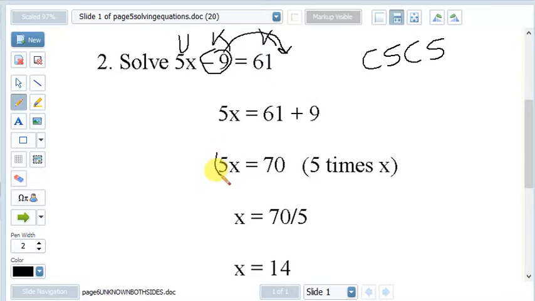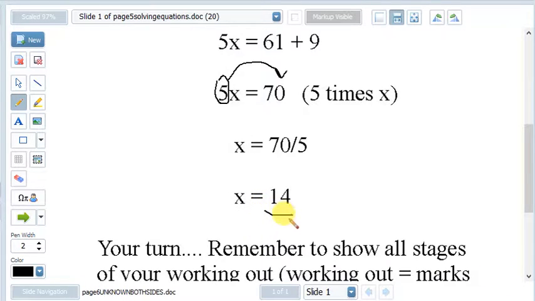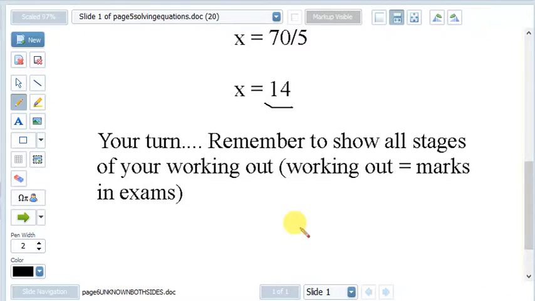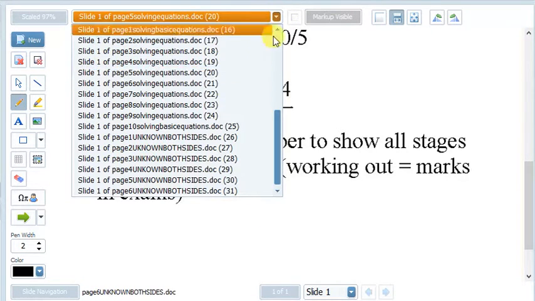So what we need to do here is we need to divide both sides by 5. So it becomes x equals 70 divided by 5, which is 14. Now remember to show all stages of your working out. Working out means more marks in exams.